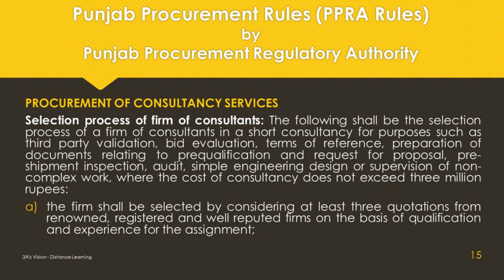Selection process of firm of consultants. The following shall be the selection process of a firm of consultants, in a short consultancy for purposes such as third-party validation, bid evaluation, terms of reference, preparation of documents relating to pre-qualification and request for proposal, pre-shipment inspection, audit, simple engineering design or supervision of non-complex work, where the cost of consultancy does not exceed 3 million rupees. The firm shall be selected by considering at least 3 quotations from renowned, registered and well-reputed firms, on the basis of qualification and experience for the assignment.